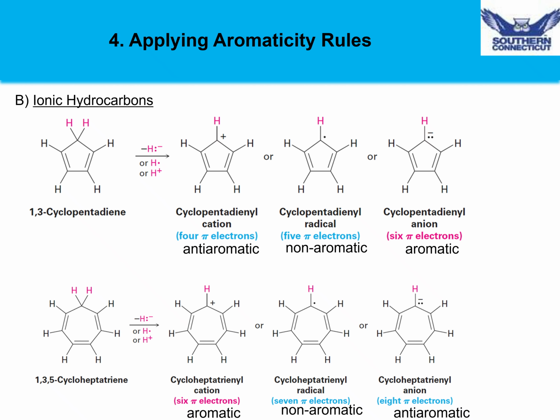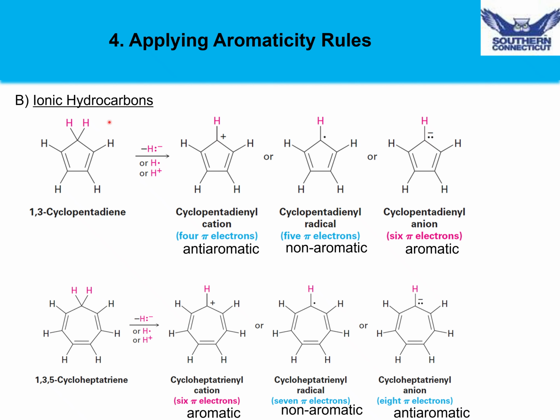Let's take a look now at how aromaticity rules apply to ionic hydrocarbons. For example, if we take a look at 1,3-cyclopentadiene, we'll notice that this carbon here is not sp2 hybridized, and so this compound itself would be considered a non-aromatic compound, since it has an interrupted pi cloud. So there is no p orbital on this carbon to allow the pi electrons to flow around the ring.